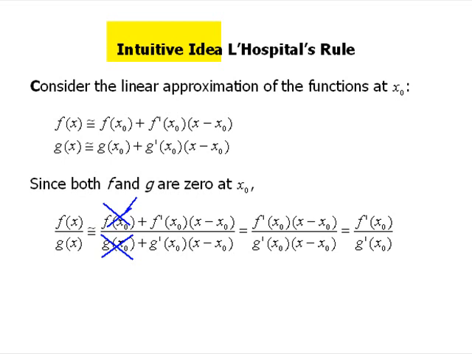Those are gone. So I end up with f prime at x naught times x minus x naught over g prime at x naught times x minus x naught. So I can just cancel those. And I end up with f prime at x naught over g prime at x naught. That is a very crude way to think about it. What you're saying is that it's the first derivative at a place where both f and g are 0. So when you get done canceling everything, you just end up with the first derivative of f at 0 over the first derivative of g at 0.